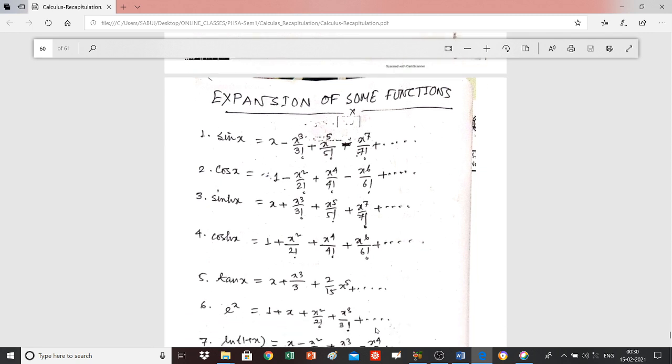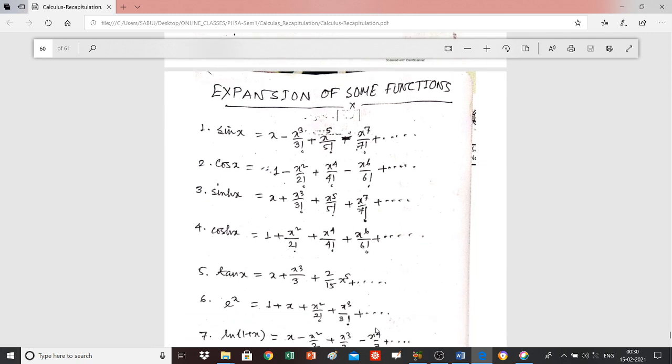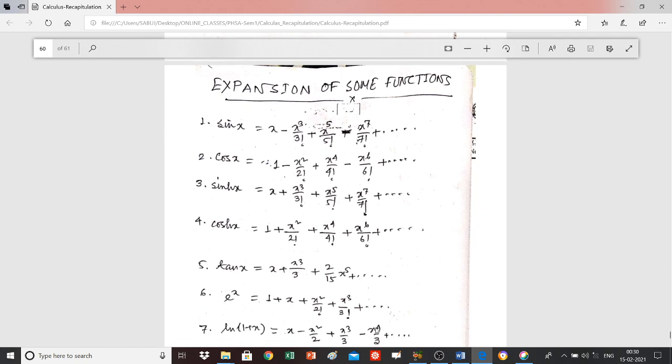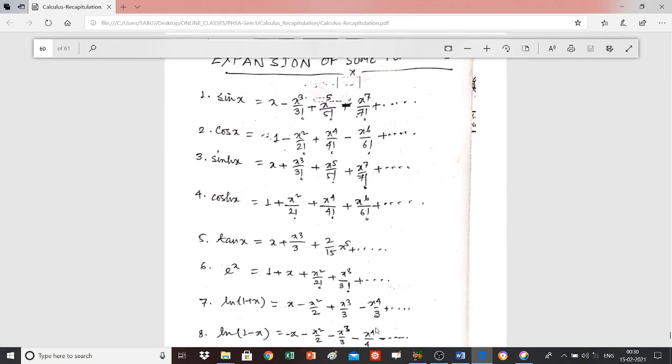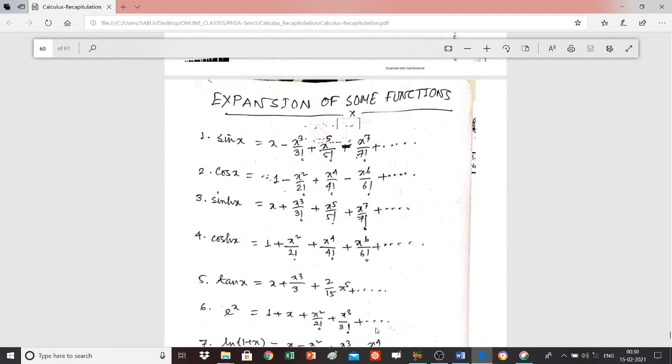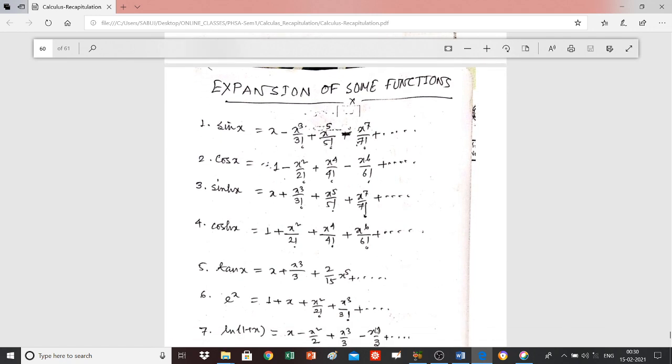I will suggest you practice all the mathematical deductions and calculations, and if you do it yourself, then everything will be very interesting. So students, this is the end of this class and hence this chapter also.